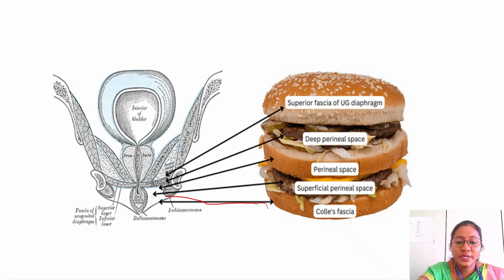See, the first structure is the Colles fascia, present in this deeper layer. Next, the superior part is the urogenital diaphragm. This part is the deep perineal space, and this is the superficial perineal space. These spaces are mostly empty. The superficial space is very empty. It plays a surgical role.